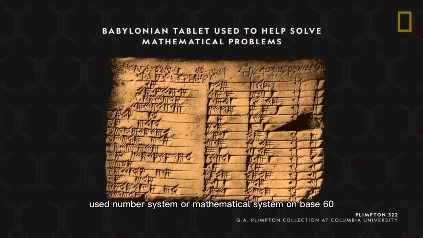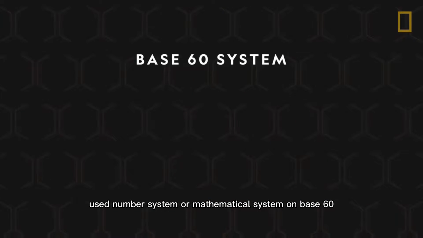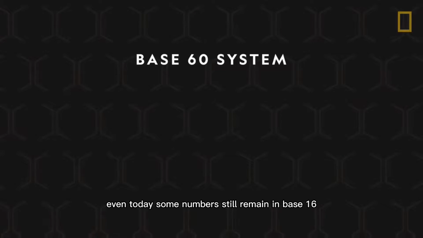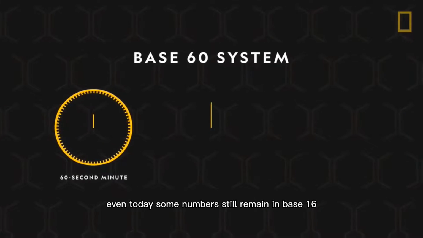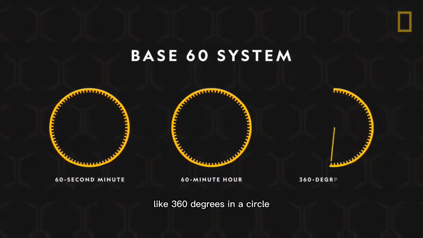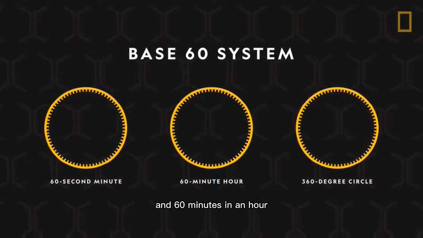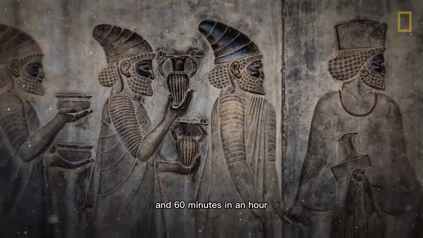Mesopotamia used number system or mathematical system on base 60. Older numbers were part or multiple of 60. Even today, some numbers still remain in base 60, like 360 degrees in a circle, 60 seconds in a minute, and 60 minutes in an hour.